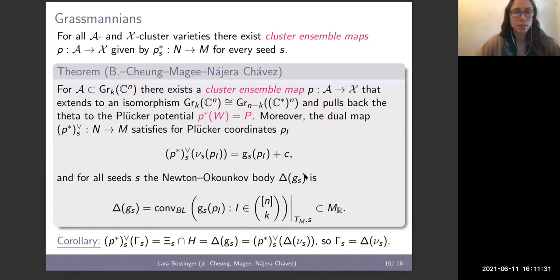And the corollary that is quite straightforward from this is that we get another identification of the polytope that is the tropicalized Plücker potential with the Newton-Okounkov body of Rietsch and Williams, simply because the first identification, this pullback, has a simple consequence: the dual map sends the tropicalization of the Plücker potential to the tropicalization of the GHKK potential, or in this case, we have to intersect with a hyperplane. And so we get the same equality of the two polytopes.